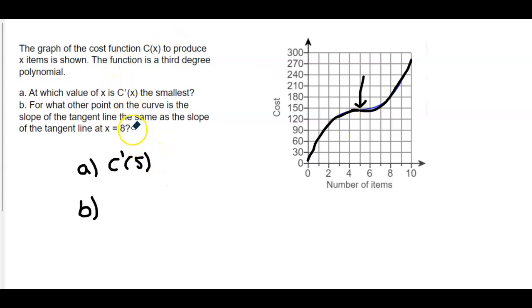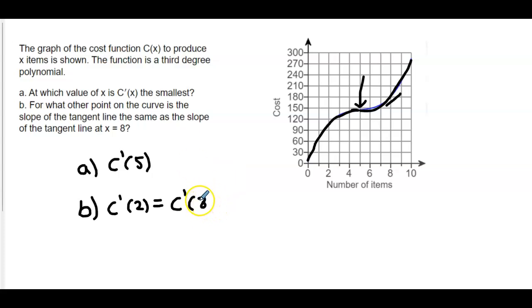So when it says, for what other point on the curve is the slope of the tangent line the same as the slope of a tangent line at x equals 8? Well, if the inflection point occurs at x equals 5, then the slope 3 units to the right should be the same as the slope 3 units to the left. So again, 5 plus 3 being 8, if we subtract 3 from 5, we'll get 2. So it should be true that at x equals 2, the slope is the same as at x equals 8.